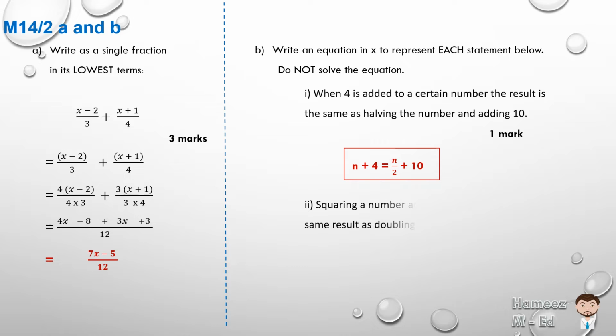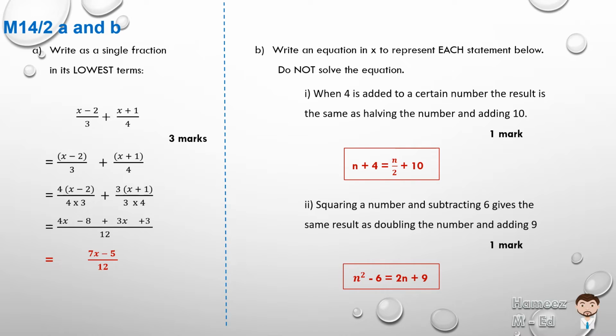And for part 2, squaring a number and subtracting 6 gives the same result as doubling the number and adding 9. So if we still consider a number n, squaring the number would be n squared, subtracting 6 means minus 6. So n squared minus 6 gives the same result. So n squared minus 6 is equal to doubling the number. That means 2n plus 9.